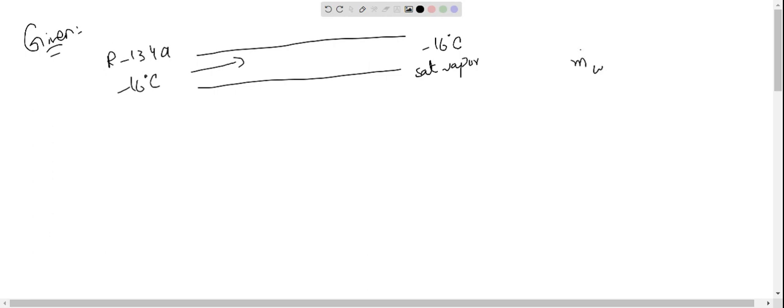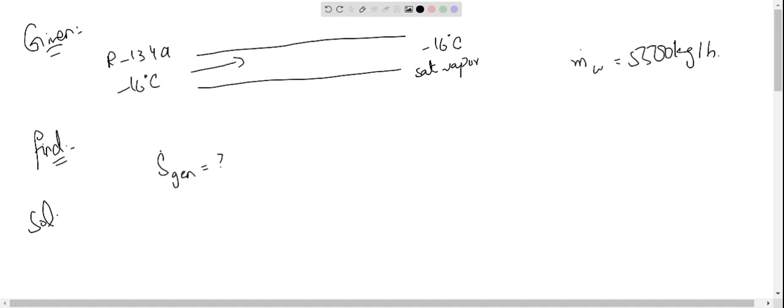So that means the mass rate of water is given, that is 5500 kg per hour. This is all the given data. We have to find out the rate of entropy generation. So here our solution starts.